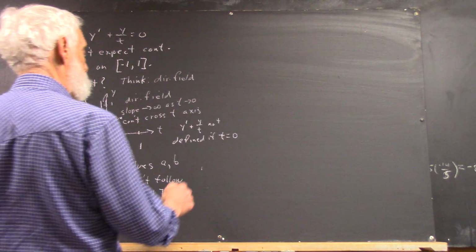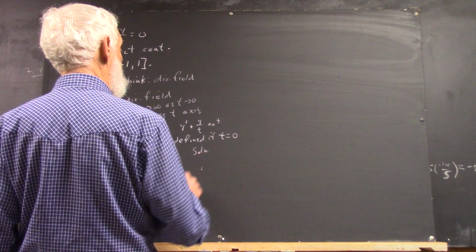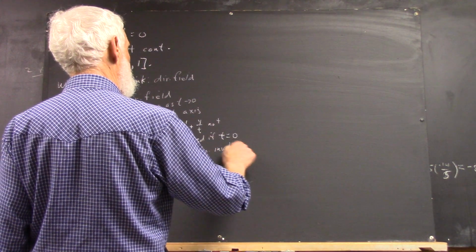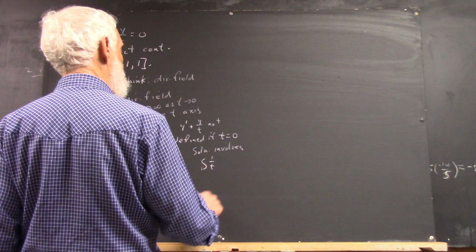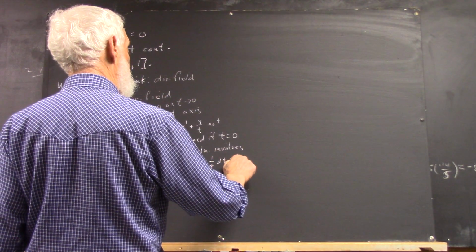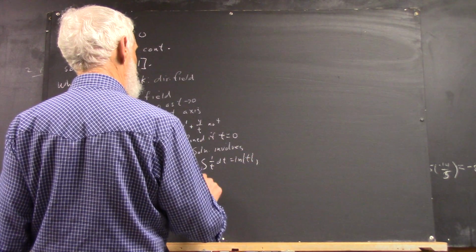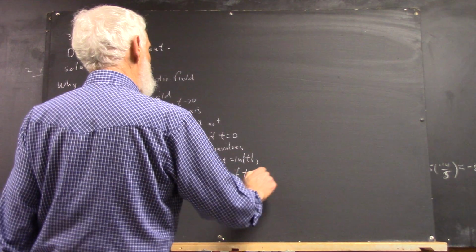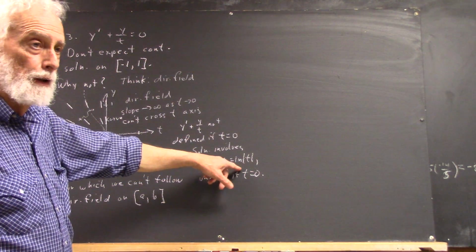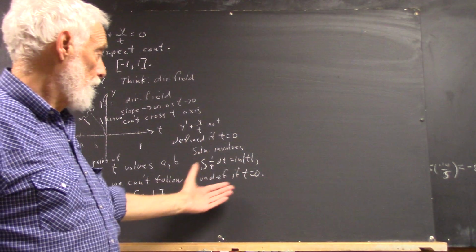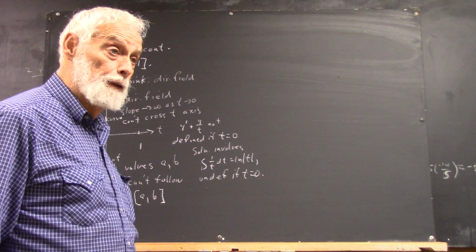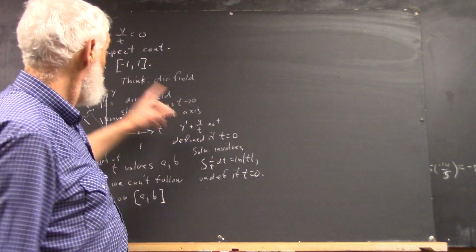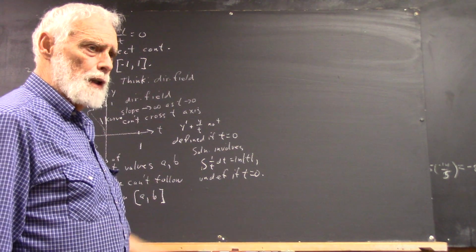But also, the solution involves an integral of 1 over t, the natural log of the absolute value of t, and that's undefined if t equals 0. Maybe you can patch that, and maybe you can't. This is a particularly simple equation. And we're not going to go any deeper into that.